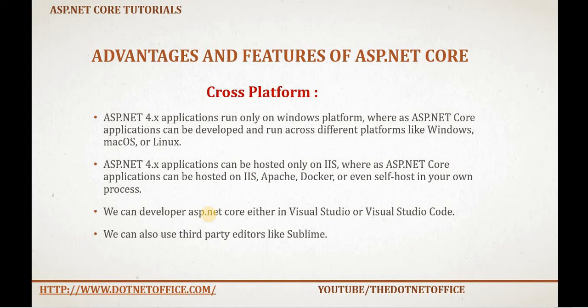ASP.NET 4.x applications run only on the Windows platform, whereas ASP.NET Core applications we can develop and run across different platforms like Windows, Mac or Linux. And in ASP.NET 4.x we can host only on IIS server, whereas ASP.NET Core applications can be hosted on IIS, Apache, Docker, and even self-hosted in our own process, basically wherever we want to host, we can host this application there.